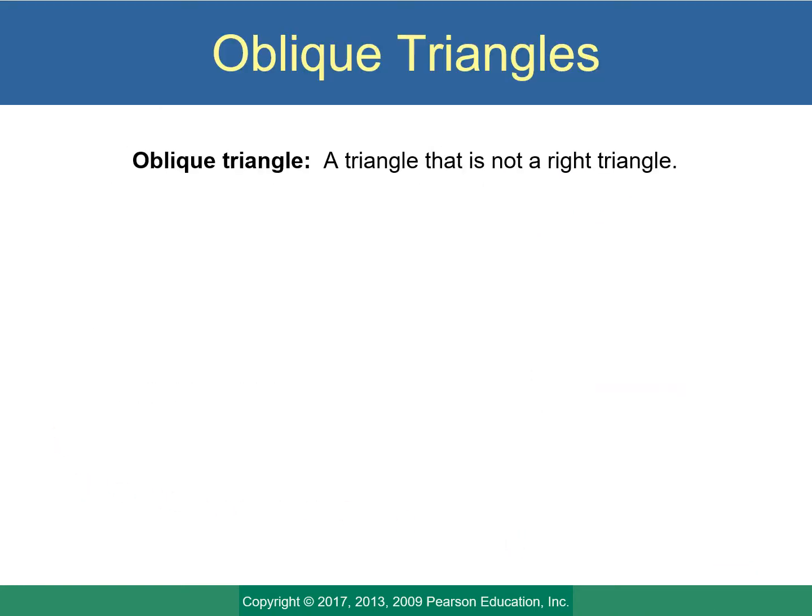So an oblique triangle is just a triangle that's not a right triangle. So basically up until this point in trig, you've only dealt with right triangles. And so now we're officially learning about, well, there's other types of triangles out there, they're called oblique. And so we're going to find out information about these triangles now.